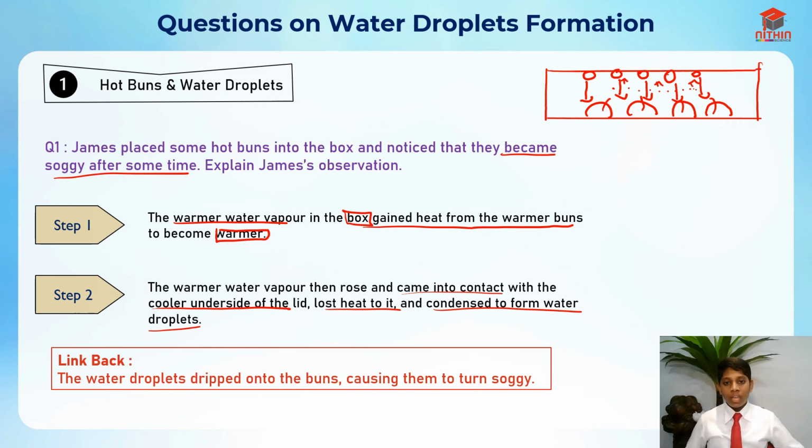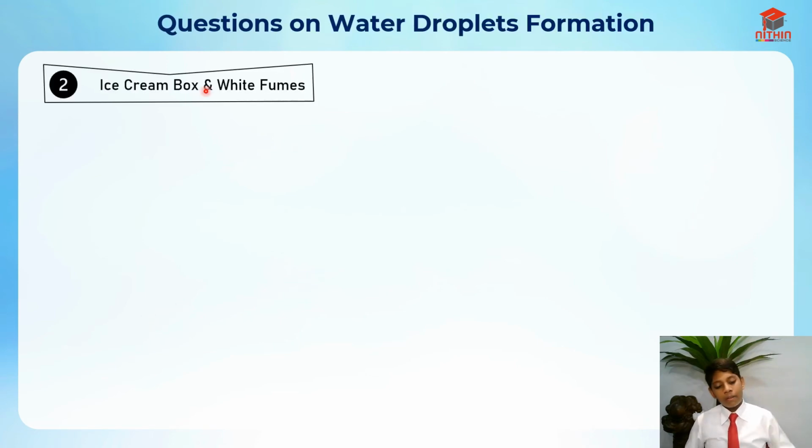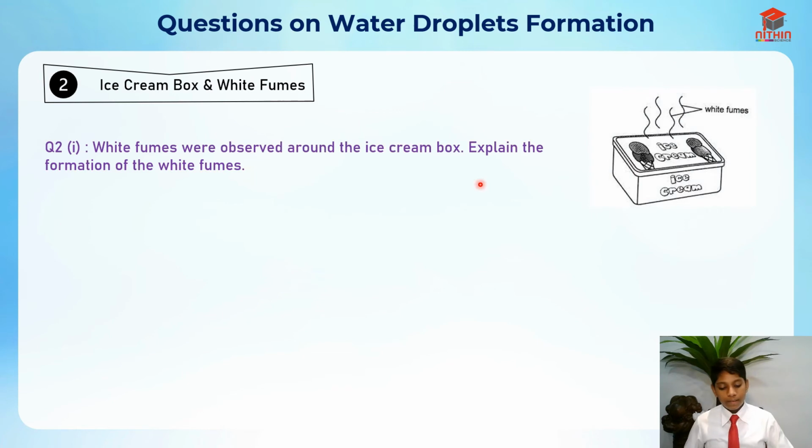Now let's move on. This is the next question. This type of question is on the ice cream box and the white fumes. This question has 2 parts, so let's read part 1 first. White fumes were observed around the ice cream box. Explain the formation of the white fumes. This is the ice cream box, and these are the white fumes on top of it. They're asking us to explain the formation of the white fumes.